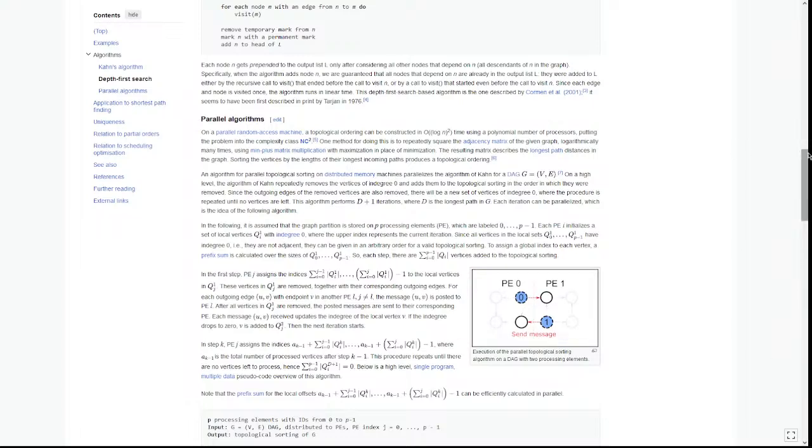Okay, so now we're on parallel algorithms. In a parallel random access machine, a topological ordering can be constructed in O((log n)^2) time, using a polynomial number of processors, putting the problem into the complexity class NC^2.